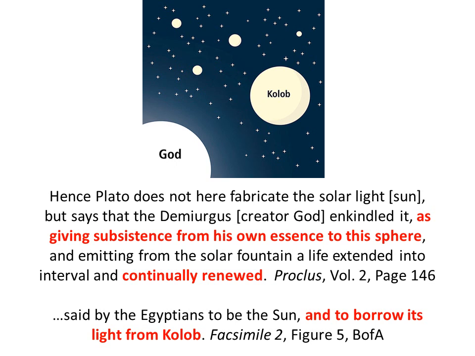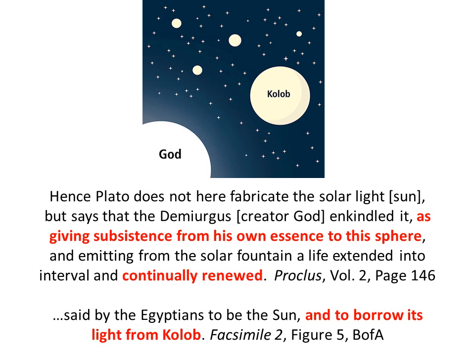So let's read this. Hence Plato does not here fabricate the solar light, which is the sun, but says that the Demiurgus, which is the creator god, enkindled it, as giving subsistence from his own essence to this sphere. So subsistence from God, kind of to power the sun, you could interpret that. And emitting from the solar fountain a life extended into interval and continually renewed, kind of through the power of the creator God, Demiurgus.